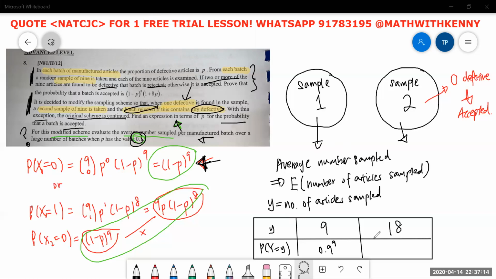Okay. Then for this one, for 18, it will just be 1 minus 0.9 to the power of 9. Make sense? Yeah, because the summation of the probability should be equal to 1. Then from here, you can find the expected number of articles sampled already. How? Multiply, plus.